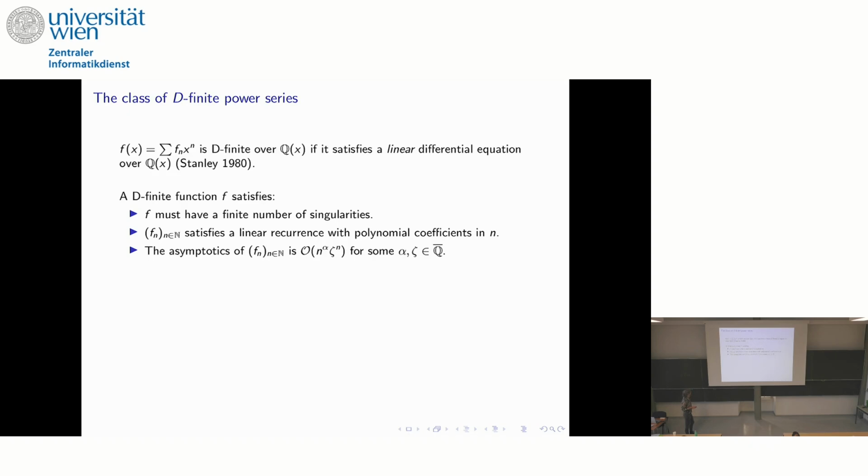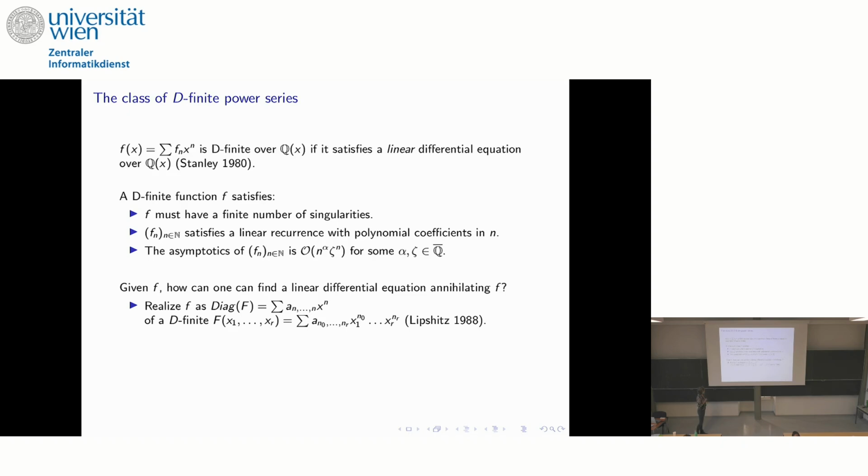Okay, so if I cannot find evidence that my given formal power series is not D-finite, then I will try to prove that it is D-finite, and there are some methods. One of these methods, which has been used a lot in the enumeration of walks confined in a quadrant, is to realize your formal power series as a diagonal of a D-finite function.